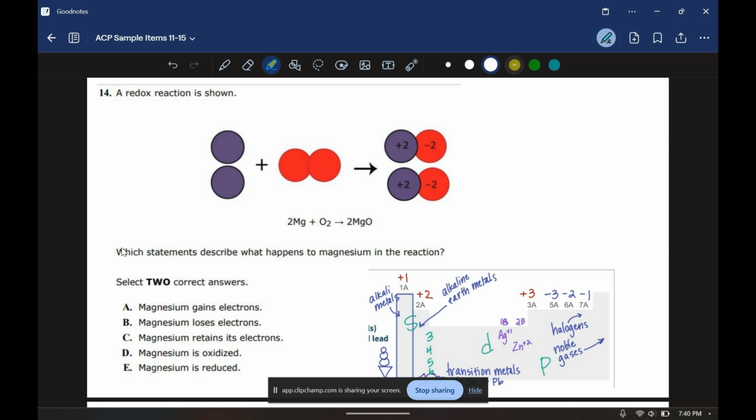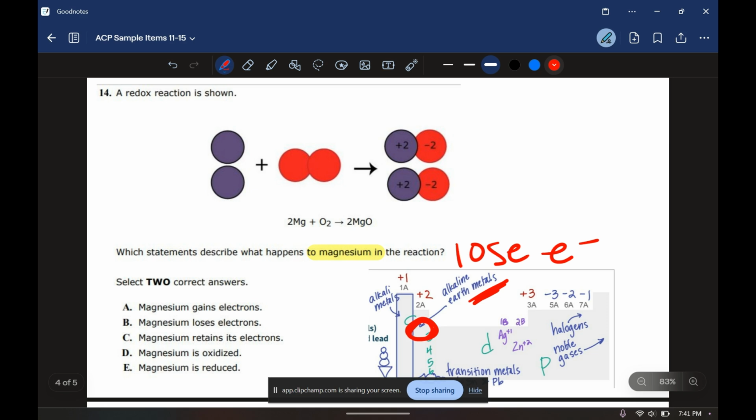All right, question 14. A redox reaction is shown. Redox stands for reduction oxidation, so a reduction oxidation reaction. Which statements describe what happens to magnesium in the reaction? On your periodic table, magnesium is the second element in group 2, which means it's somewhere around there, meaning it's an alkali earth metal. Magnesium is a metal. We know that metals always lose electrons.